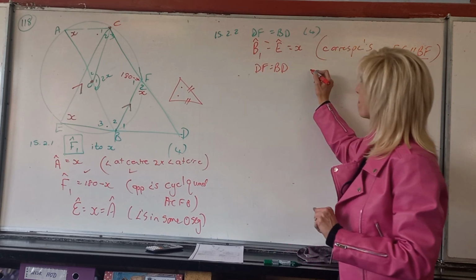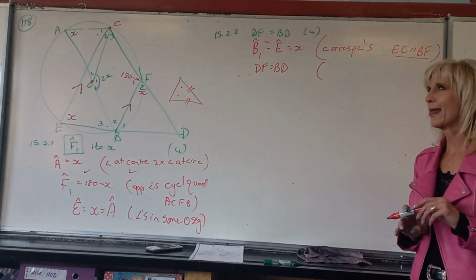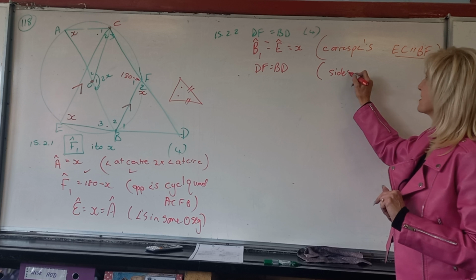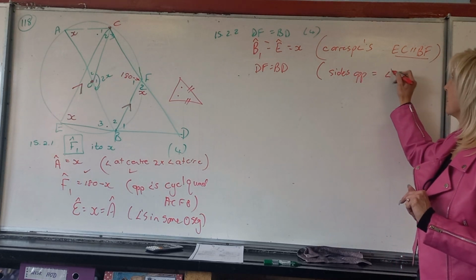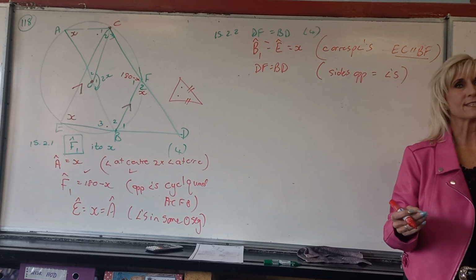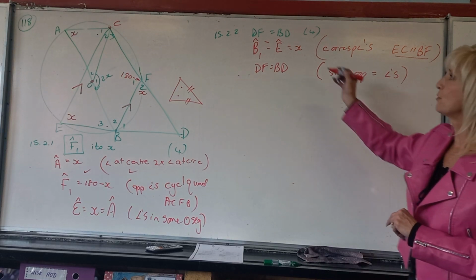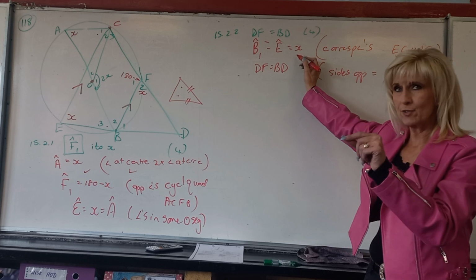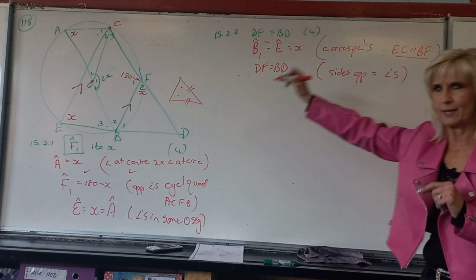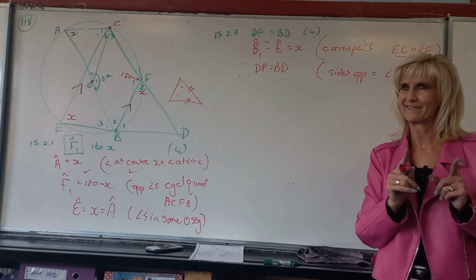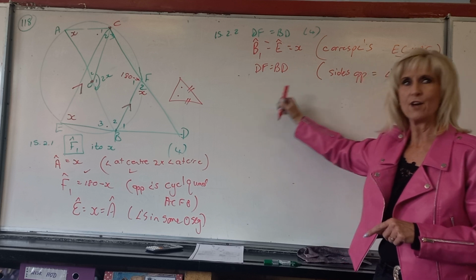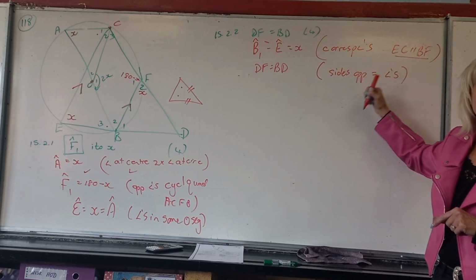Why? They're sides opposite equal angles. Okay, you got there. Sides opposite equal angles. It's important. It's not angles opposite equal sides. It's sides opposite equal angles. You've just proven the angles, so the sides opposite to the equal angles are equal. Careful. If the angles are equal, then the sides opposite the equal angles are equal.